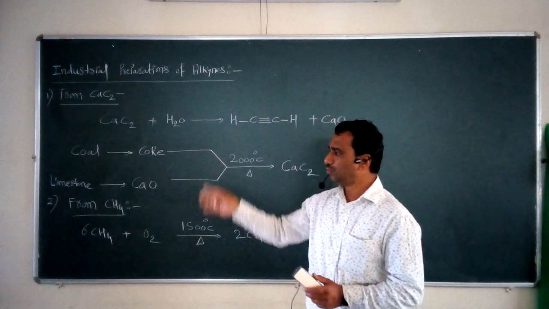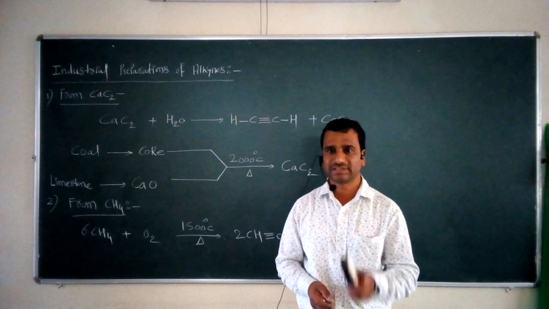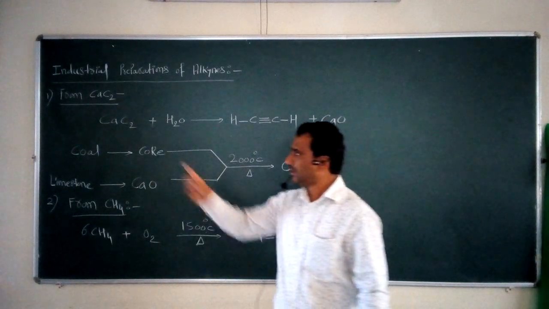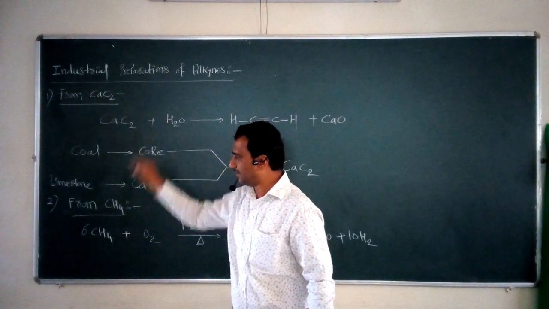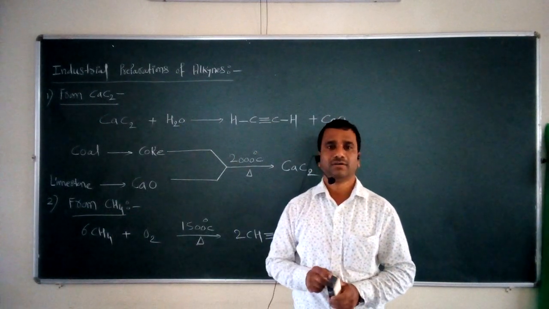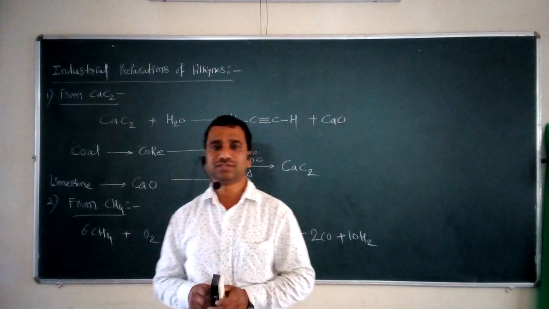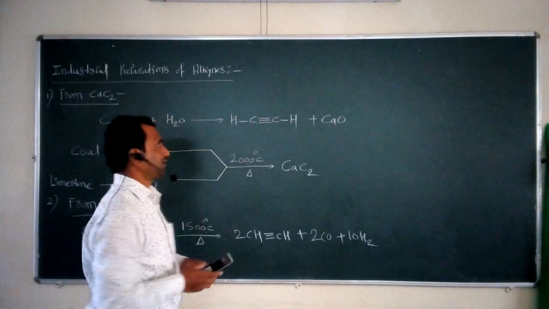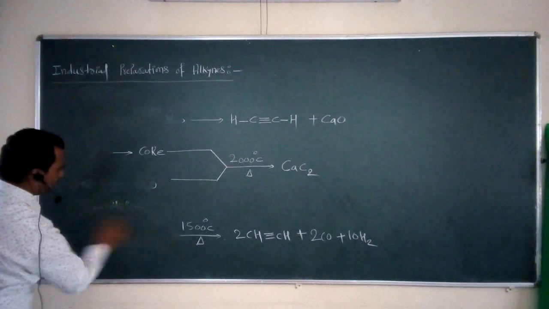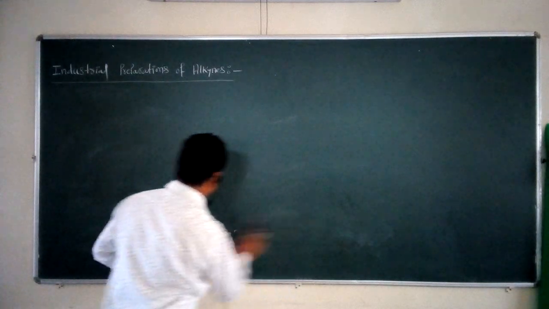So these are the two common methods used in industry for the formation of alkynes, and especially we get acetylene in both cases. These two methods are the preparation from calcium carbide and the preparation from methane gas. These are two important methods for the formation of alkynes on an industrial scale. Now, after studying these two industrial methods, we are interested in studying the different laboratory methods for the preparation of alkynes. That is what we have to discuss now.